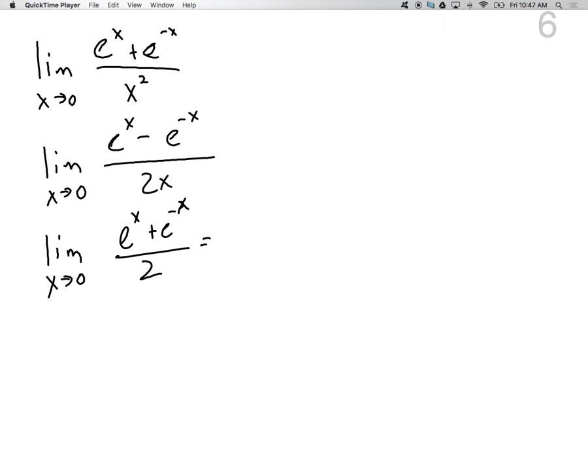Didn't check it at the beginning. Because 1 plus 1 is 2. So then it's 1. Wait, e to the 0 is 1, e to the negative 0 is 1, so you get 2 over 2. Oh, there you go, because 1 plus 1 is 2, which is 1. Okay, makes perfect sense.